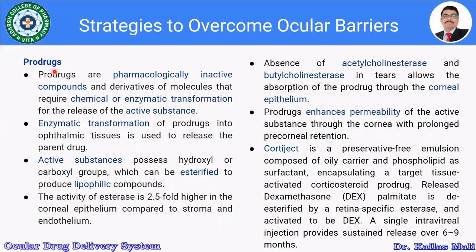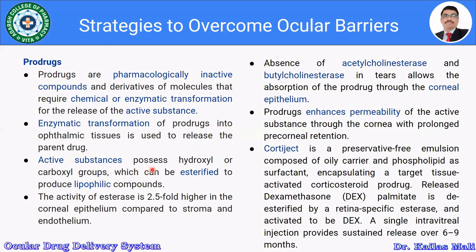Let us see the prodrug. Prodrug is yet another approach to improve the ocular permeability of the drug. Prodrugs are pharmacologically inactive compounds, derivatives of the molecule, that require chemical or enzymatic transformation for release of the active substance. These are the inactive form. They are pharmacologically inactive, and in the presence of certain enzymes, they are going to be activated. So there is an enzymatic transformation of the prodrug in the ophthalmic tissue that is used to release the parent drug.